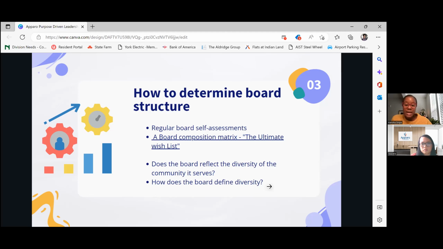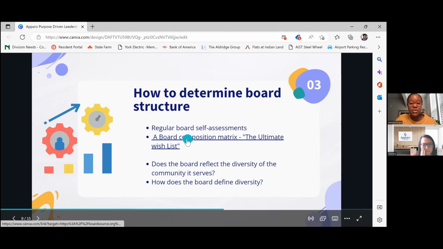Does the board reflect the diversity of the community it serves? And how does the board define diversity? Diversity is a word that we hear all the time, but it could be defined differently by different people and different organizations. So collectively decide on what that means for you and your board. Let me show you what a composition matrix looks like.